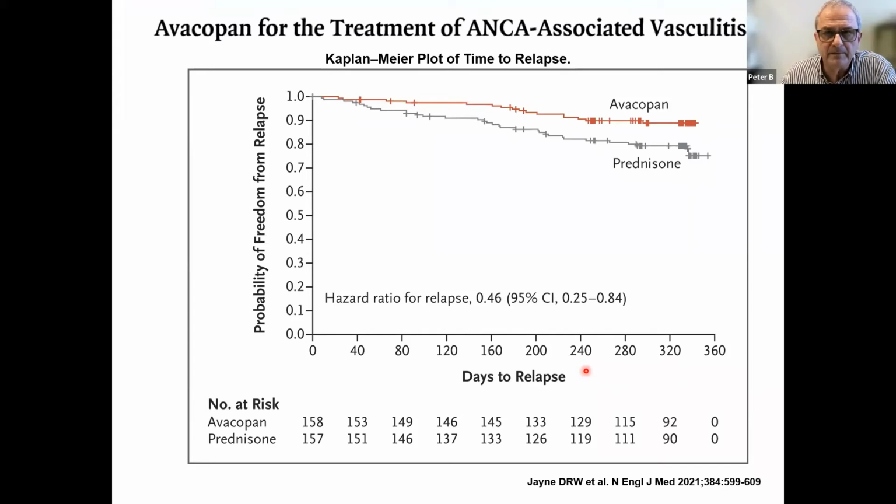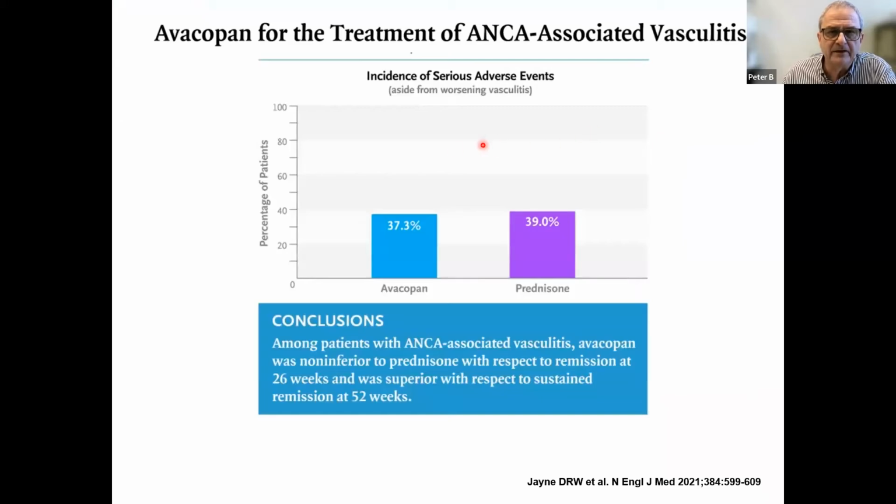The new treatment is avacopan, which is soon accepted and approved in Europe at least. It has less risk of relapse during the first year, but during the first year there was no difference in serious adverse events between prednisolone and avacopan. The long-term effect with corticoid-sparing effects has not really been evaluated with avacopan yet.